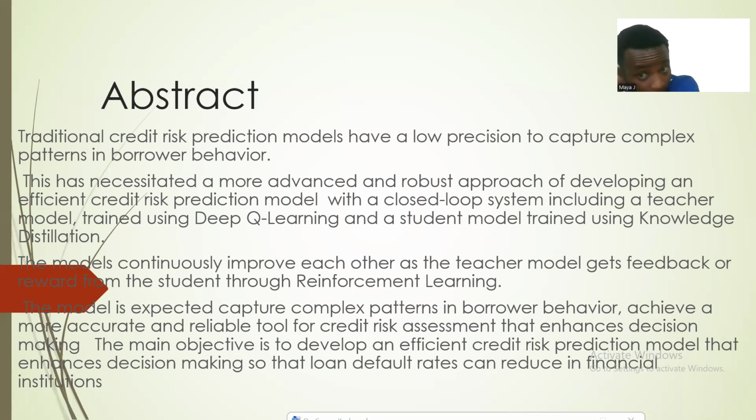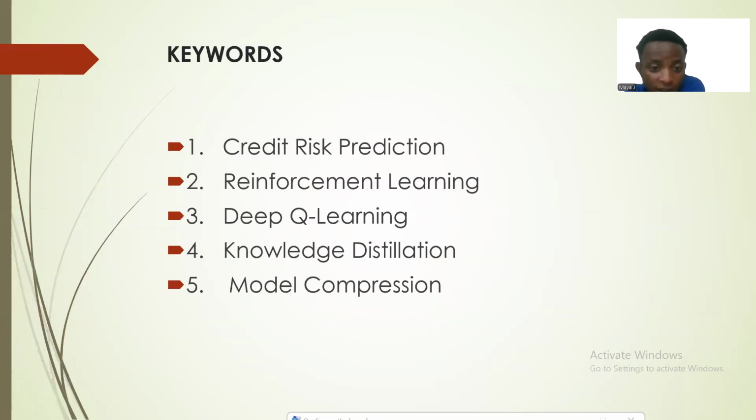The issue is to make this model easier and more accurate. We are going to do that with reinforcement learning, deep Q learning, and knowledge distillation, where we aim at compressing the model so that it becomes smaller and more efficient while maintaining its functionality and efficiency. These are the key terms.